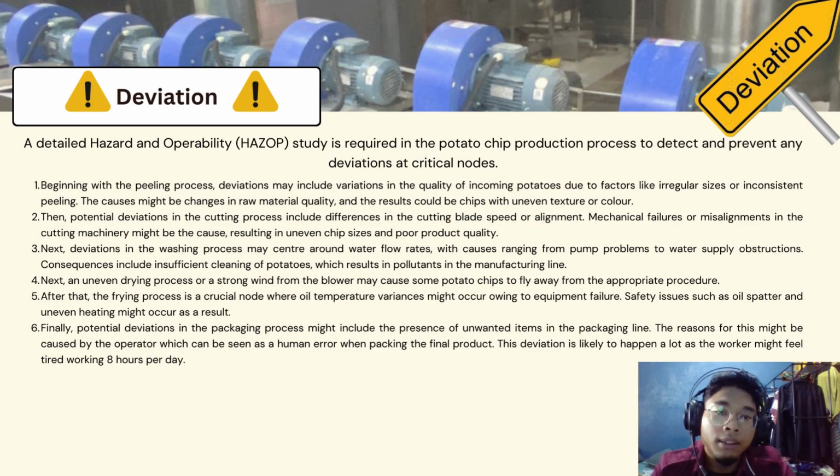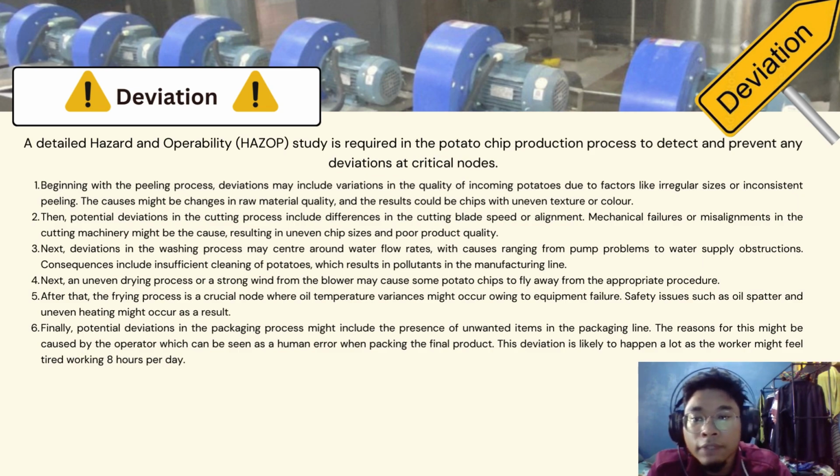And the next one is the washing or rinsing process, which may center around the water flow rate, ranging from pump problems to water supply obstruction. And the next one is the uneven drying process, where strong wind from the blower may cause some of the potato chips to fly away from the appropriate procedure.